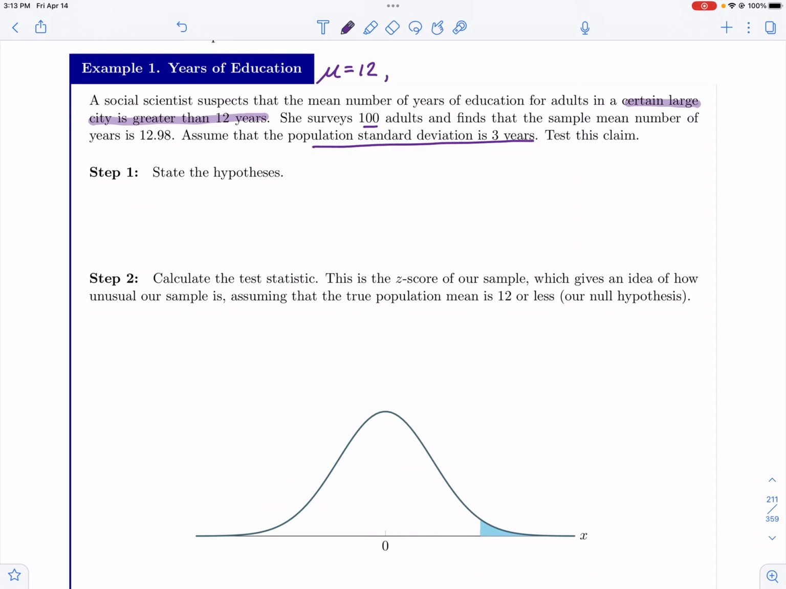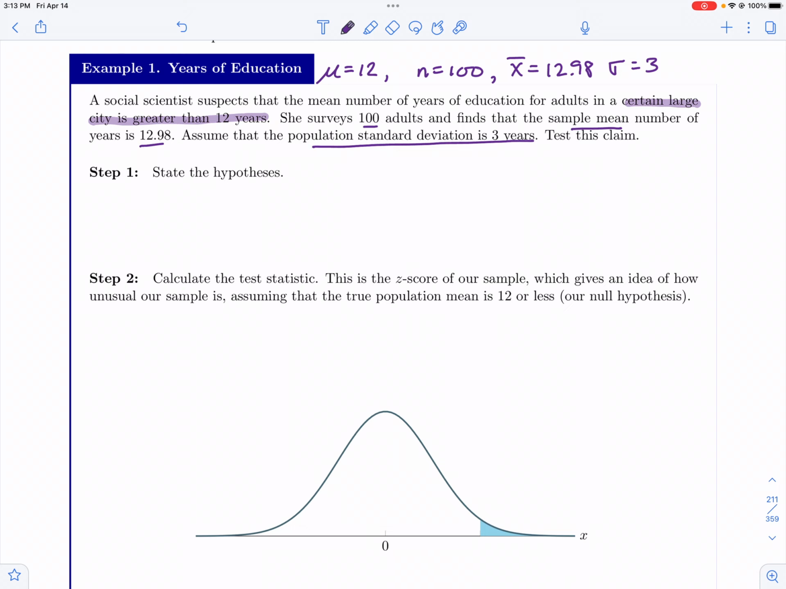Our n, of course, is going to be the 100, the number of people surveyed. Our sample mean is the 12.98, so that's our x bar. And then our population standard deviation is 3. If you remember in this section, everything that we're dealing with is the same as 7.1. The population standard deviation is given to us.